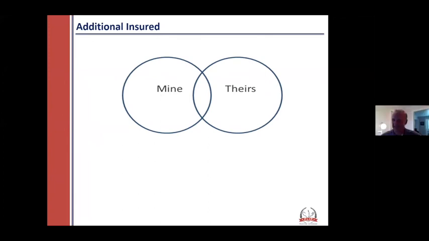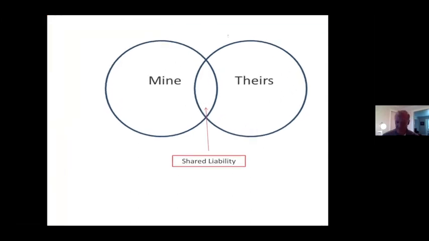Okay. So let me finish this with additional insured. I'm going to say mine is the vendor. Theirs is the farmer's market. So you've got this shared liability right here. That's where you come into this contractual obligation, or you're sharing this liability because you're attending that farmer's market, and that's where the additional insured is going to pay. What are the questions you have?